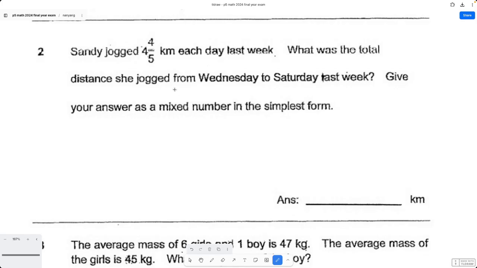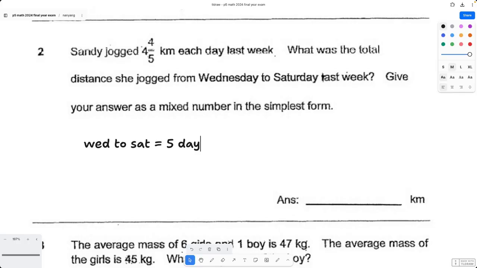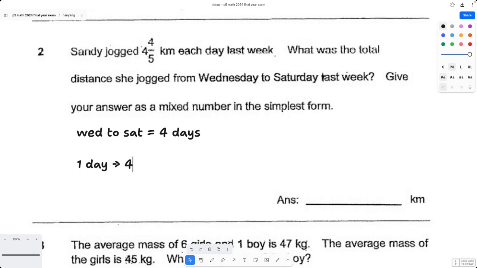But either way, we need to know how many days is from Wednesday to Saturday. So if you count Wednesday to Saturday is 5 days? Monday, Tuesday is off. Wednesday, Thursday, Friday, Saturday. Sorry, this is 4 days. My bad. So one day she jogged 4/5 kilometers, so I'm going to put it like this, then km.